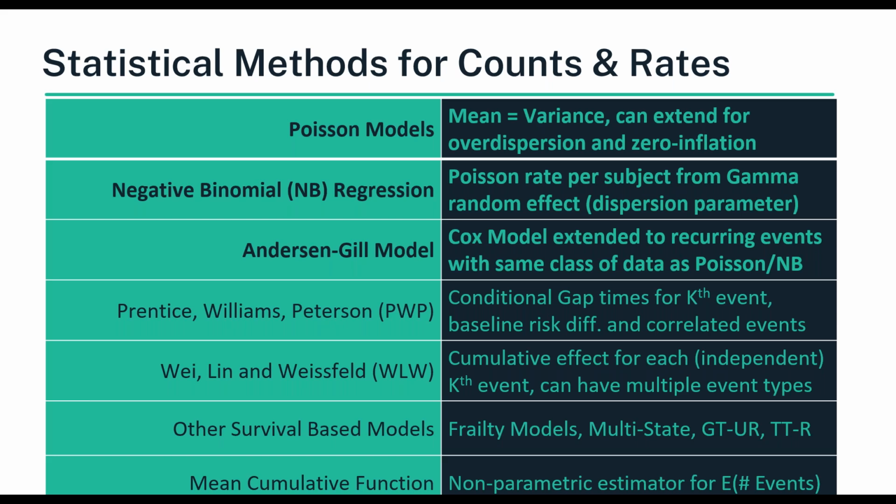Okay, so the Poisson and negative binomial are the two main rate models. However, from row 3 until row 6 here, we have survival-based models. All of these effectively take your survival model, so time to first event, and extend this to the time to all events.